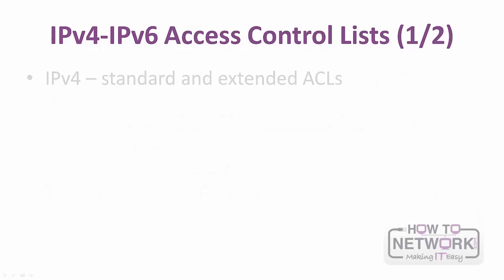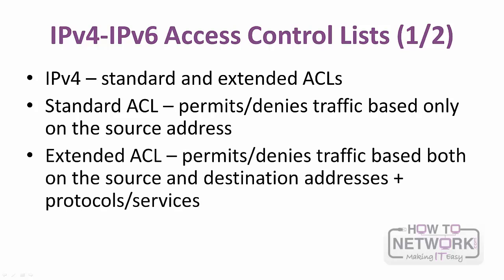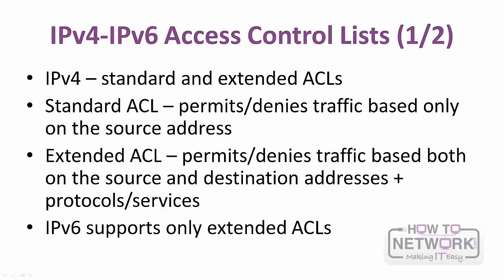In IPv4, there are two basic types of ACLs, standard and extended. Basically, a standard ACL can permit or deny traffic based only on the source address. An extended ACL provides greater control and can permit or deny traffic based both on the source and destination addresses, as well as protocols and services, TCP, UDP port numbers. IPv6 supports only extended access lists.